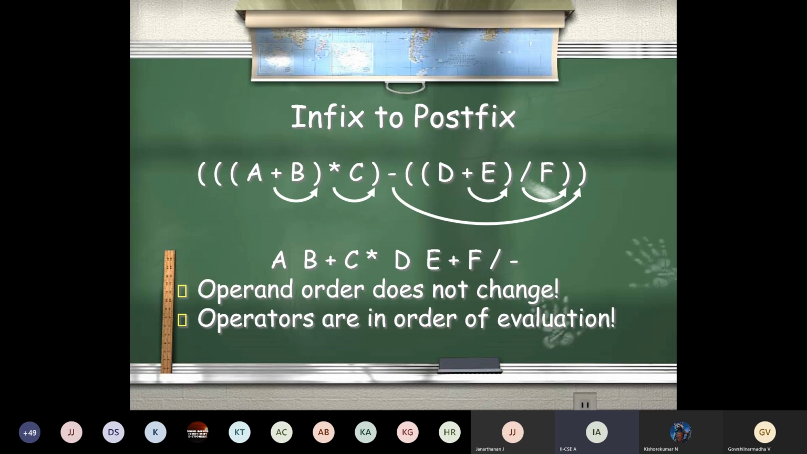So you leave that, you come and analyze this d plus e. So d plus e should be evaluated. Okay, so plus should come immediately after d and e, and this division should come after this f. Okay, so plus should come after e, and division operator should come after f, and this minus should come after all these operations, because it should be done at the end. So minus will come at the end of the expression.